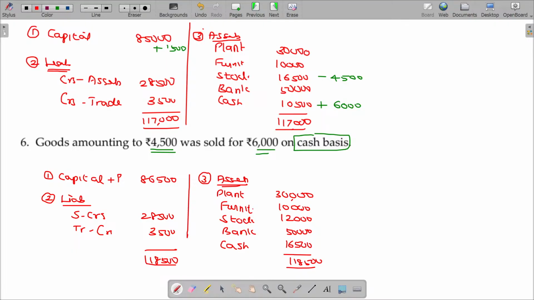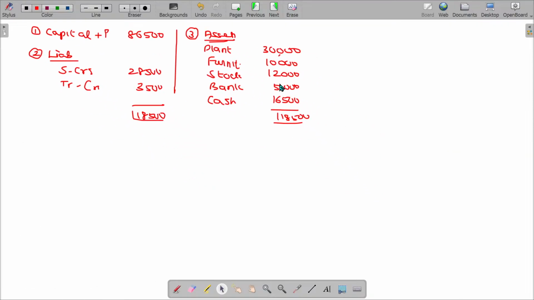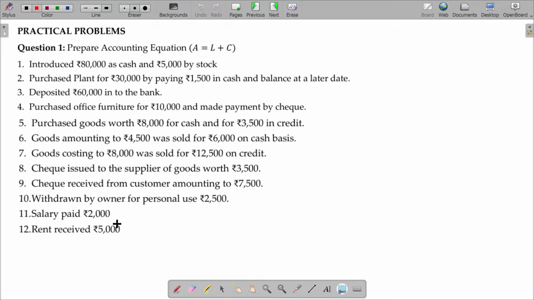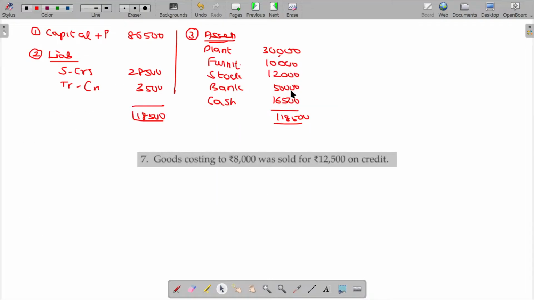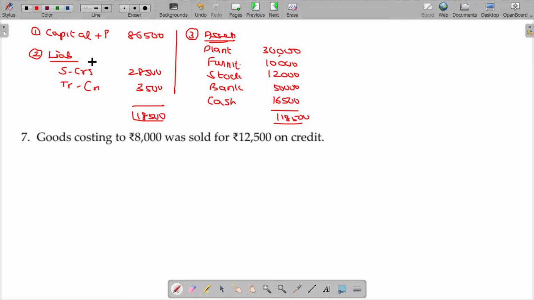Accounting equation approach. Shall I go for the seventh transaction? So after the seventh transaction, what could be the position here? This is the balance as per the sixth transaction. I may now record the seventh transaction's details here. Seventh transaction: goods costing rupees 8,000 was sold. Then the goods value is decreasing. Sold for 12,500 on credit.